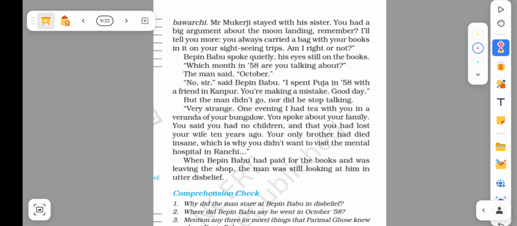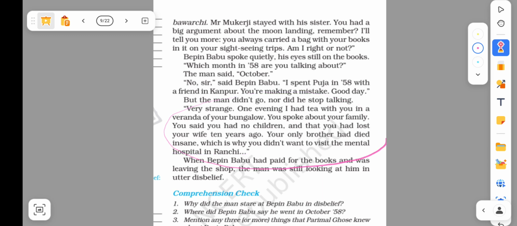"Good day." But the man didn't go, nor did he stop talking. "Very strange. One evening, I had tea with you in the veranda of your bungalow. You spoke about your family. You said you had no children and that you had lost your wife 10 years ago. Your only brother had died insane, which is why you didn't want to visit the mental hospital in Ranchi."